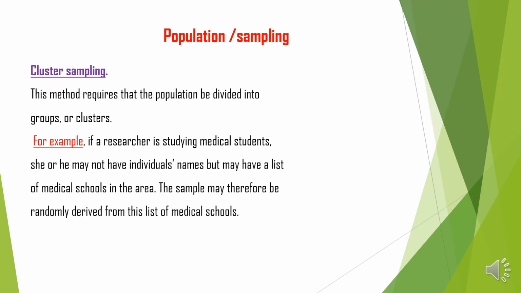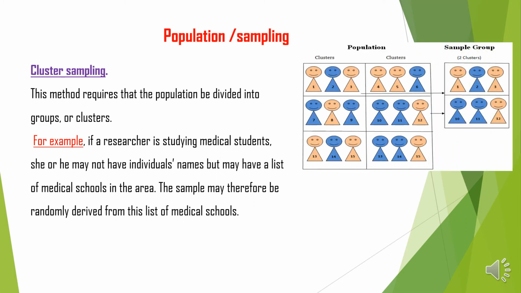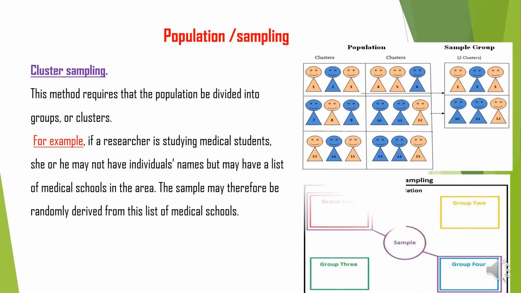The last one in the random sample is cluster sampling. This method requires the population to be divided into clusters. I will divide people into clusters, then I will select the sample from the total population. Here, as you see, we divided people into clusters, then I will take one sample from the first cluster and another sample from the second cluster.